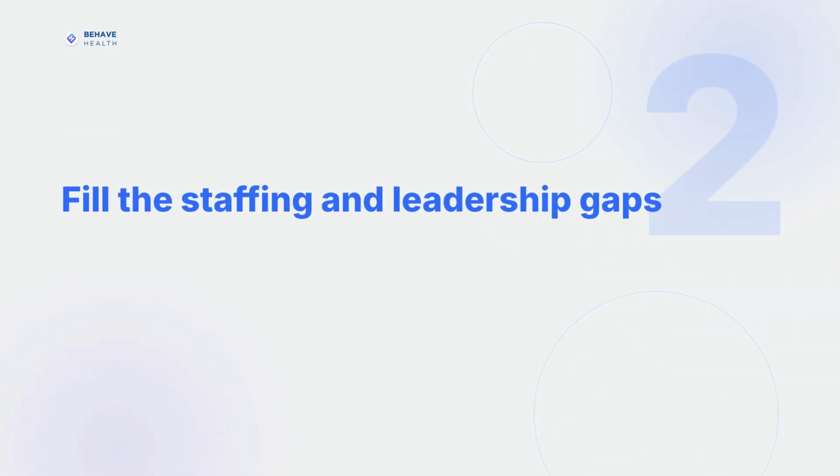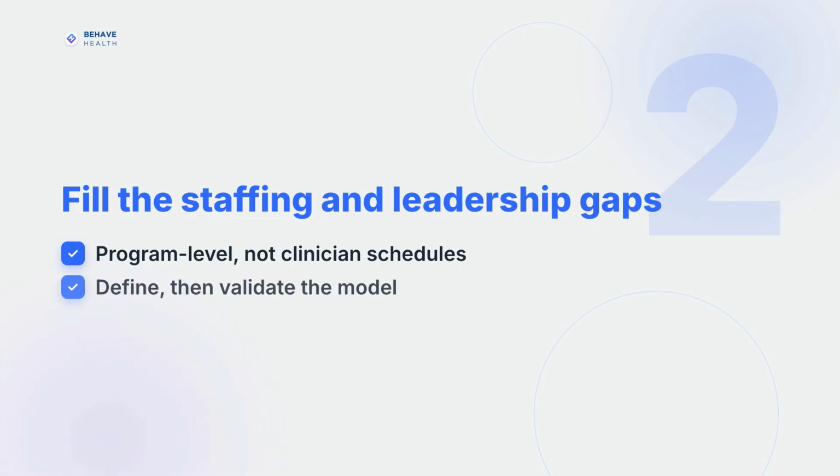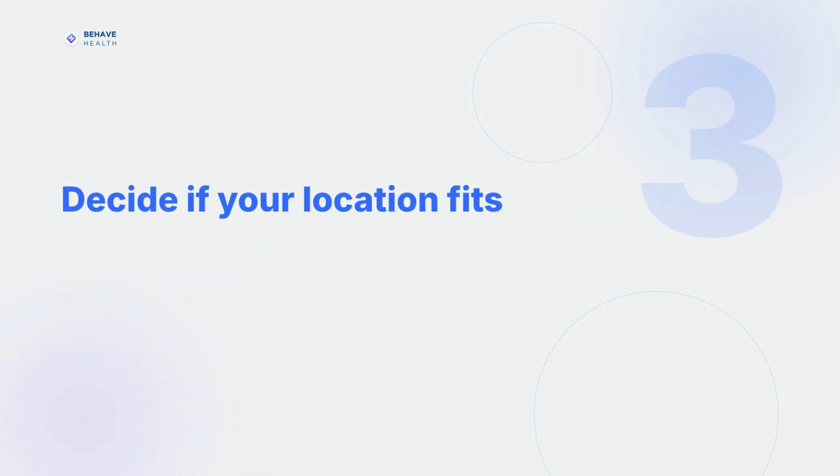Second, fill the staffing and clinical leadership gaps a program requires. The program has to support level of care decisions, group programming, clinical leadership, documentation standards, discharge planning, payer review, and operational controls. Define population, level of care, clinical scope, payer mix, and supervision. Then validate against DCH HFR expectations, payer contracts, and counsel. Don't copy a checklist.